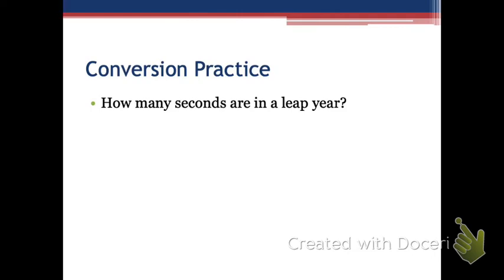Okay, a leap year happens every 4 years, but what do we know specifically about what happens in a leap year? There's an extra day. So how many days are in a normal year? 365, which means a leap year must be 366 days. That's going to be what we start with.